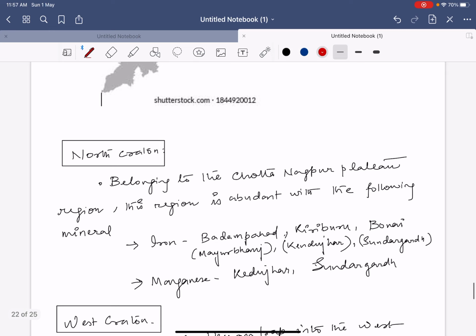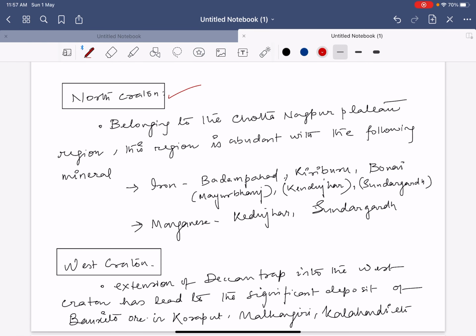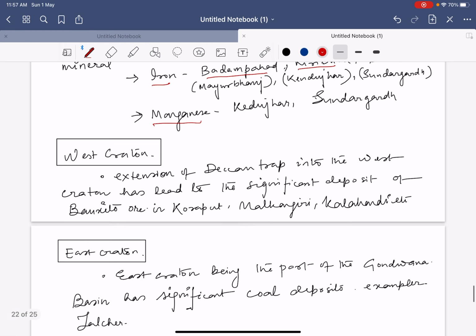Now, in this case, we have the northern Craton. Northern Craton basically is in the Chota Nagpur Plateau region, and this region is abundant with the following minerals: iron, manganese. I have listed out all the mines of the particular northern Craton area. We have the western Craton.